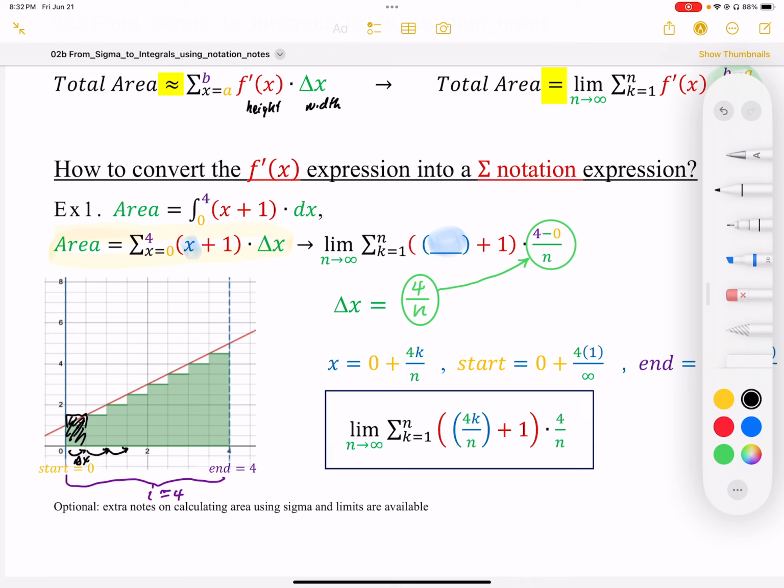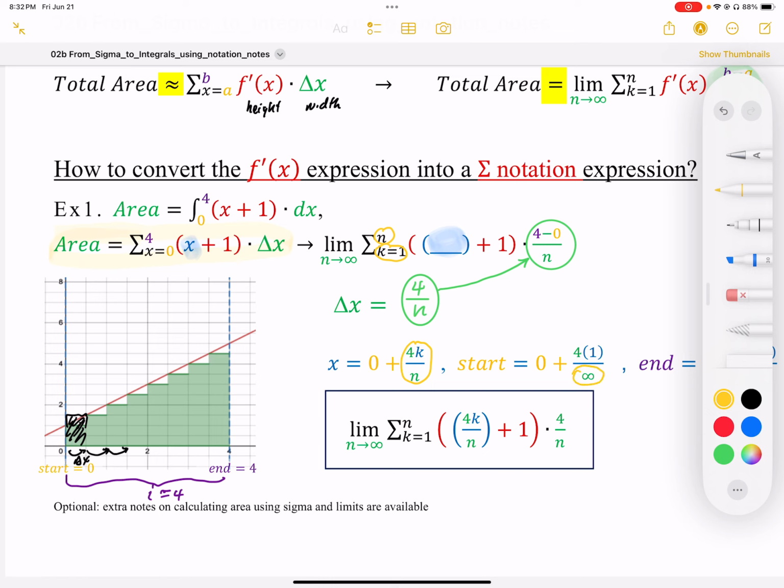And we can get that value by starting at 0 and adding 4 over n for every k value. As we increase our k value from 1 to n, every time we increase k by 1, we're going to add one more delta x. And we're going to move along the line all the way to the n value. So this is going to represent our x variable, and we should check our bounds here because our n is going to go to infinity.